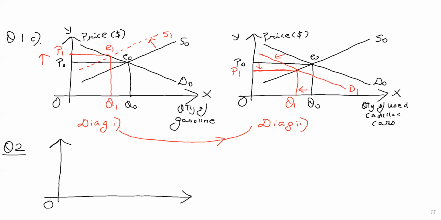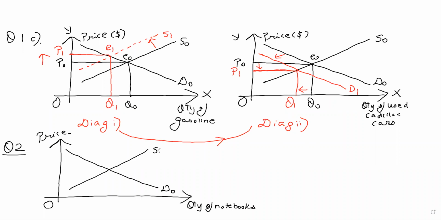We have quantity of notebooks and we have the price of notebooks, initial demand, initial supply, equilibrium price and quantity. Now, an increase in the demand for notebooks. An increase in the demand for notebooks means the demand curve is shifting to the right.